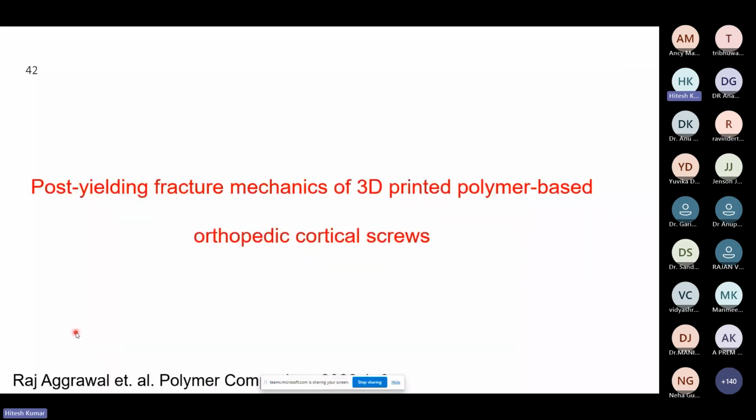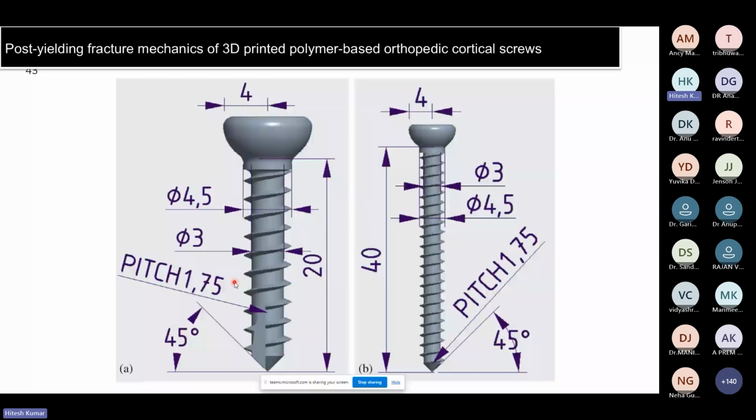This is the last part, which is basically talking about the polymer screws. In this, we tried to prepare polymer-based orthopedic cortical screws. One of my collaborators at TIT, Dr. Vishal, is working on biomedical applications, because till now I never worked on biomedical applications. So I collaborated with him in this part, and somehow we were able to create some good data from this.